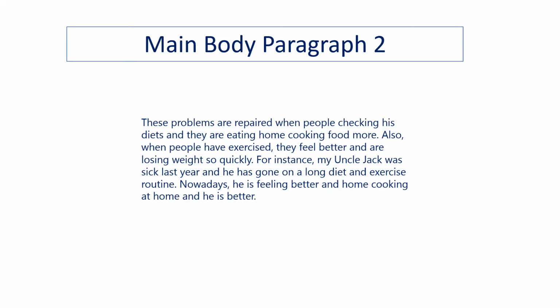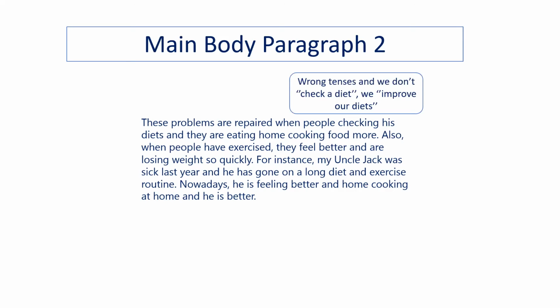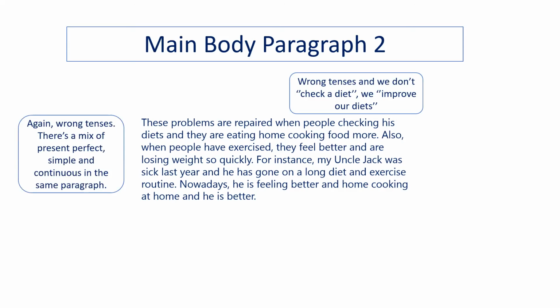All right, do you see the problem here in paragraph 2? First of all, there's a wrong use of tense. And we don't check a diet, we improve our diets. The person has mixed up tenses. Have exercised, feel better, losing. It's mixed up the present perfect, the simple, the continuous in the same paragraph. It's very incoherent. And the other issue is that he's repeating words.